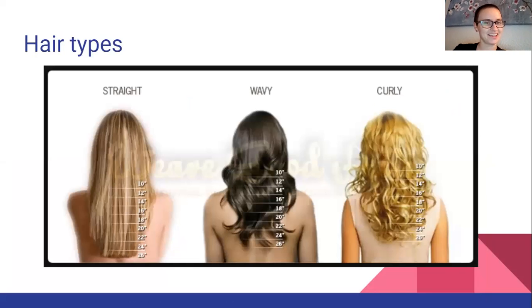Hair types. So we're going to cover three. So hair types, we have straight, wavy, and curly. So straight when your hair goes straight like this, wavy when it kind of waves like this, and then curly like that.